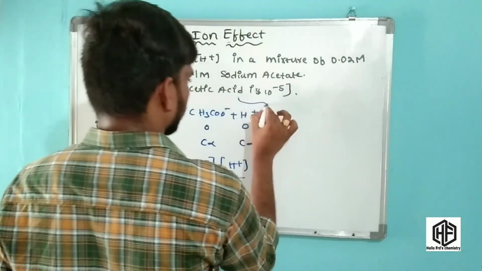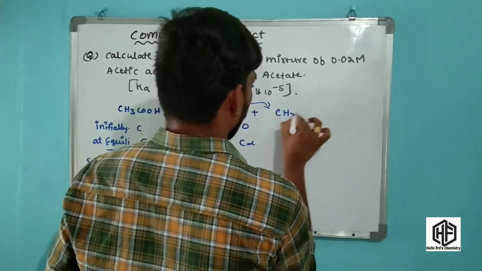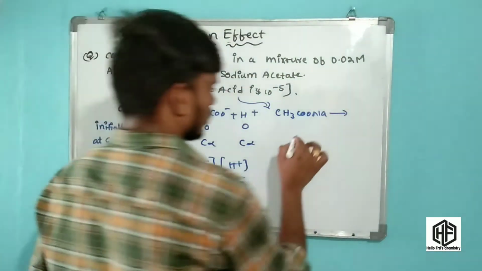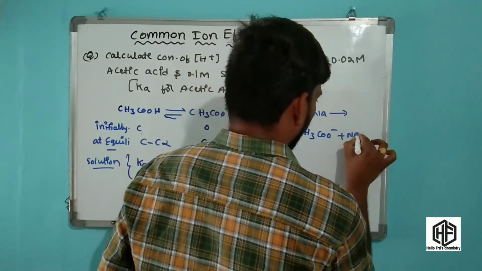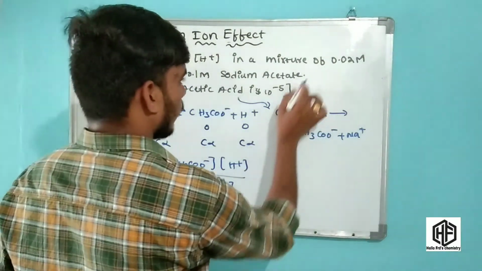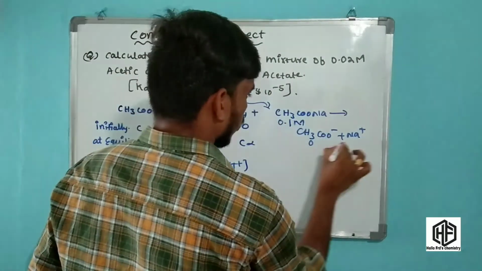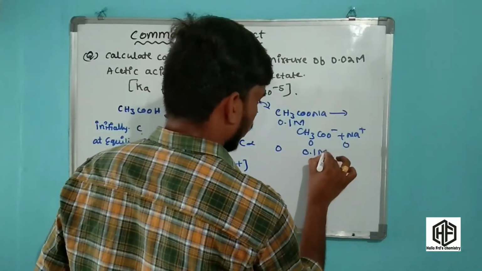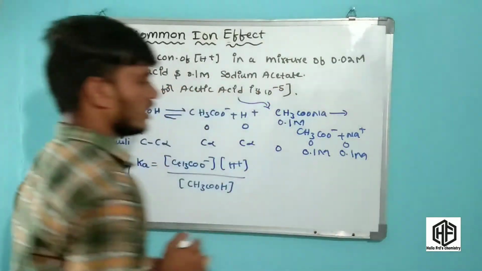Now sodium acetate is present in this solution. It means sodium acetate is CH3COONa. This is a strong electrolyte. It is dissociated 100% into CH3COO minus plus Na plus. Now this CH3COONa is 0.1 molar, friends. Initially this is 0 and 0, but after some time this is 0 and this is 0.1 molar and this is 0.1 molar.